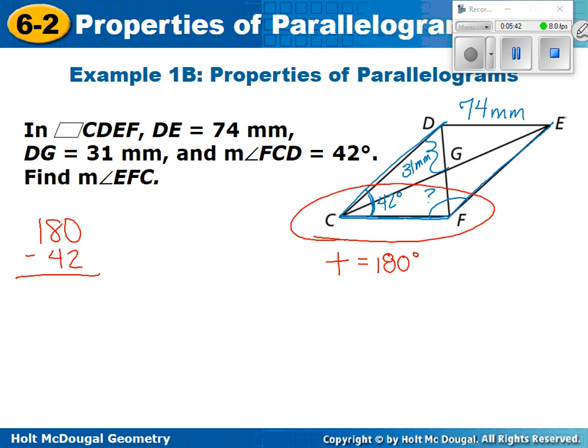Very good. Do you guys understand what that's saying? Those two angles are supposed to be supplementary because they're consecutive. So you just have to subtract 42 from 180 to find that big EFC. What is 180 minus 42? 138 degrees. Any questions on that one? Okay. Should be the exact same picture, but a different question. Go ahead, you and your partner, and answer the next one on your own.